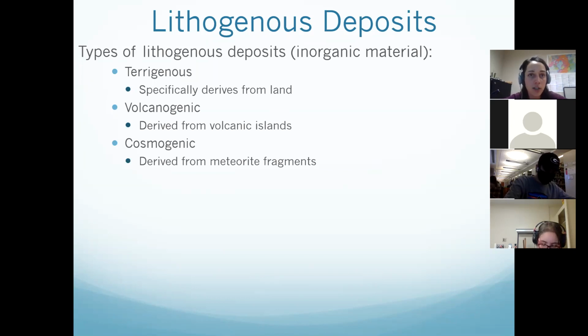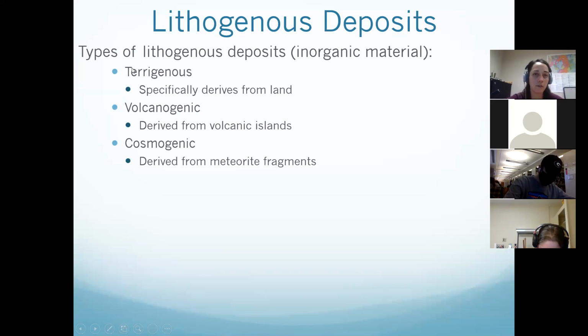And so lithogenous stems from litho, which means like rock or pieces of rock. And so all lithogenous deposits are inorganic material. They're made up of clasts that come either from the land or come from sea volcanoes or come from like meteorites or meteor deposits. So terrigenous specifically derives from land, right?